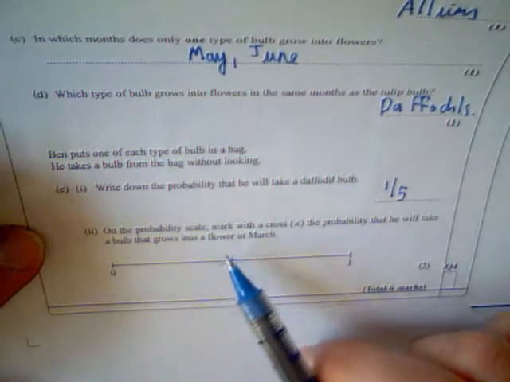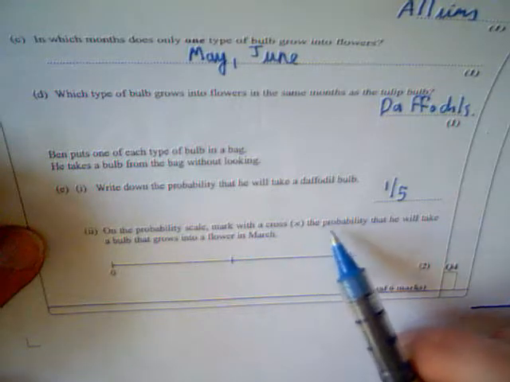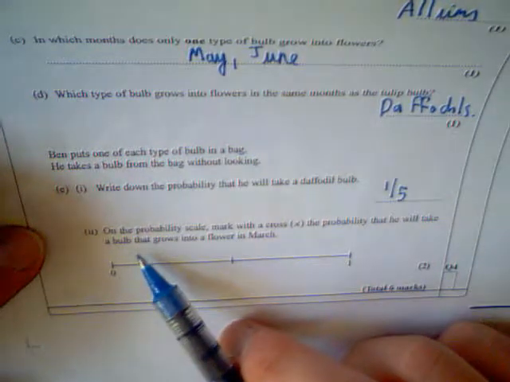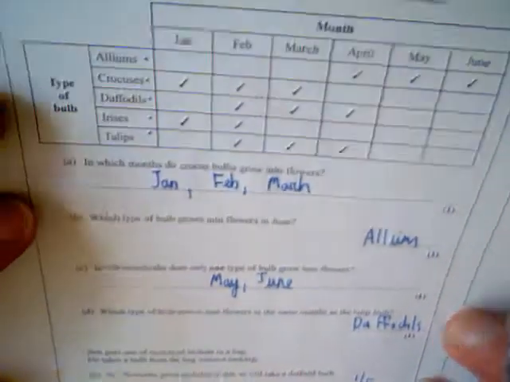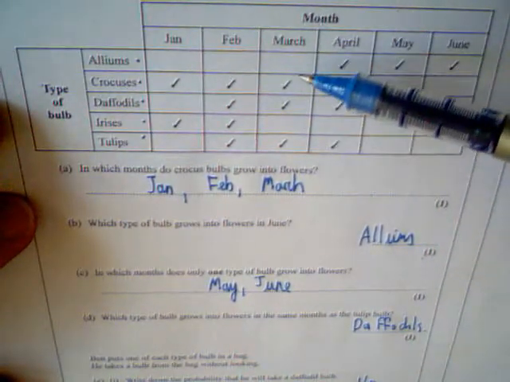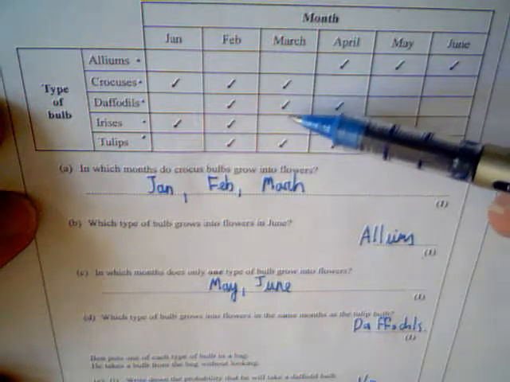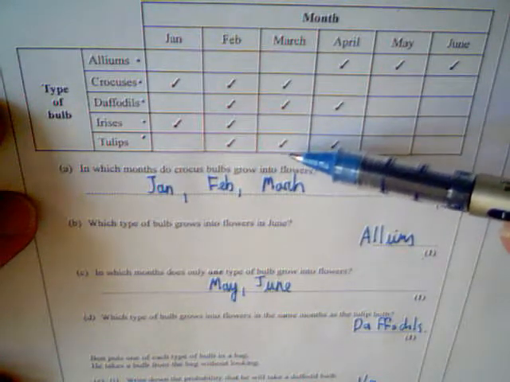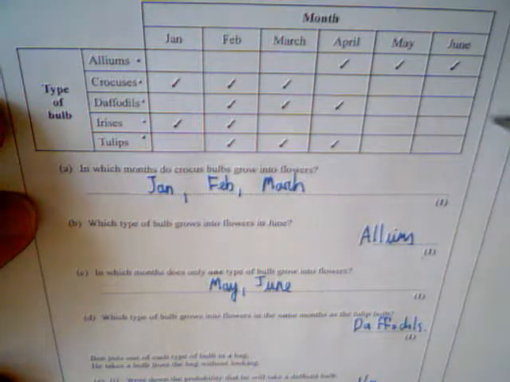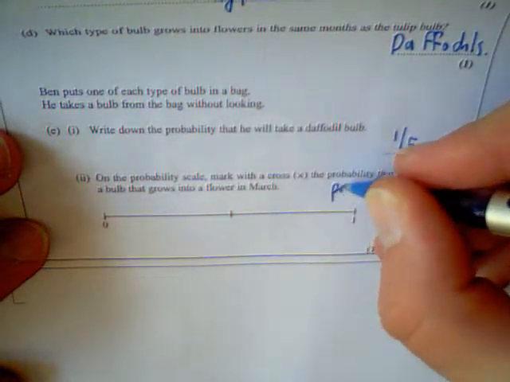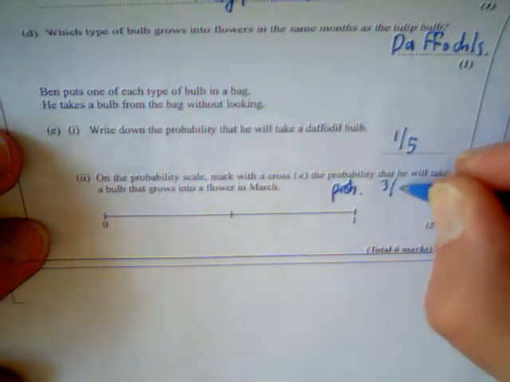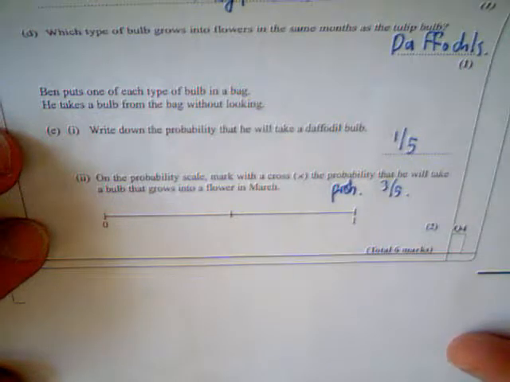On the probability scale, mark with a cross X the probability that he will take a bulb that grows into a flower in March. So look at March here, and we see that 1, 2, 3 of the bulbs grow into flowers in March. So what's the probability? It's going to be 3/5. So the probability is 3/5. So how are we going to mark this on the axis?